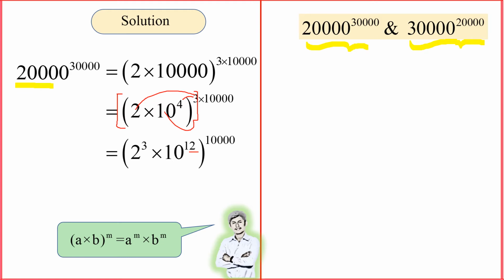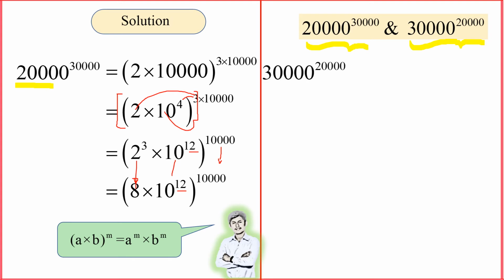All right, so this thing you get what? You get 8, right? Because 2 to the power of 3 is 8, and this one you put the same, 10 to the power of 12, and this one you remain the same, right? Okay, so let's look at the second number, which is 30,000 to the power of 20,000. What you're going to do is the same as the first one, break it down like this.